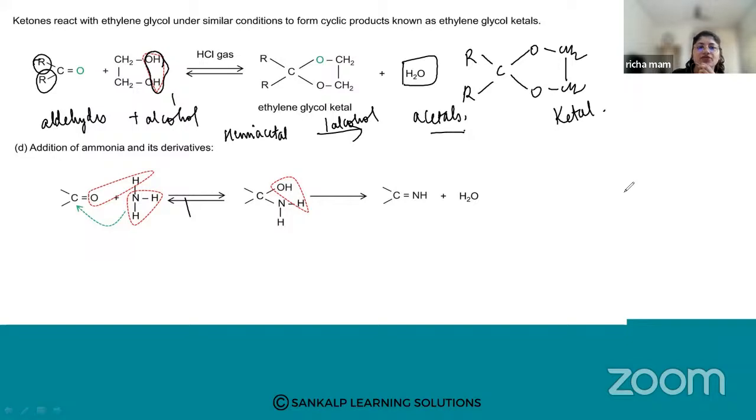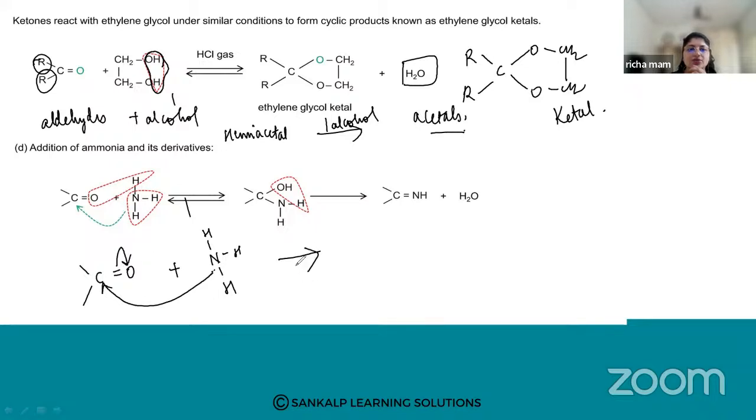Next is the addition of ammonia and its derivatives. Again ammonia. So what do you have here? You have a carbonyl group and ammonia, which is NH3. What is happening here? One lone pair of electrons from the nitrogen will attack this carbonyl carbon and the bond will get polarized. So the bond formation will be like this: O, N, then H. This NH goes and combines with the oxide ion and forms OH.